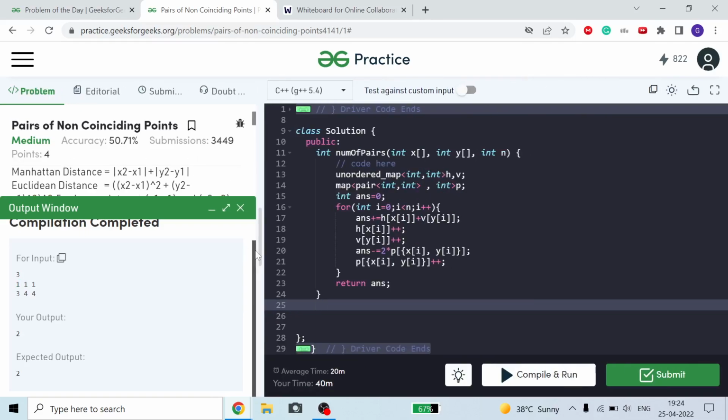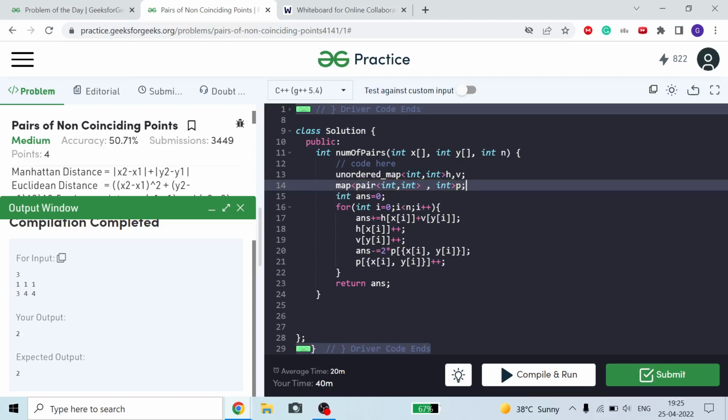So now let's move on to the code. So guys, I have taken an unordered map to store the count of same x and y coordinates till now. Here h will store my x coordinate. H means horizontal, means x axis. V means vertical, means my y axis. And I have taken another map, because the other map doesn't support the pair type, pair of int comma int, and I name it p in short form. And I take a variable answer equal to 0.